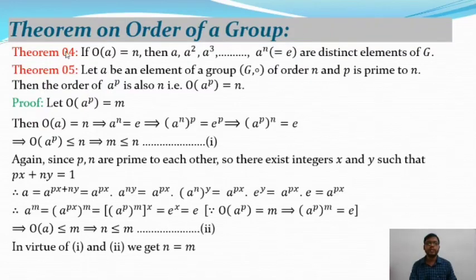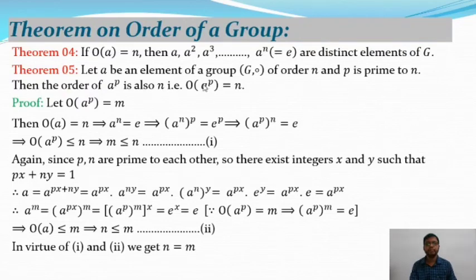After that we will take the fifth theorem on the order of an element. Let a be an element of a group G of order n, and p is prime to n. Then the order of a to the power p is also n. That means the order of a to the power p is equal to n.